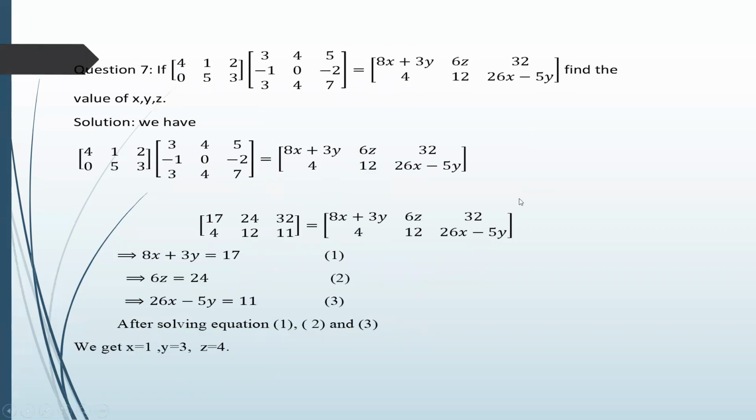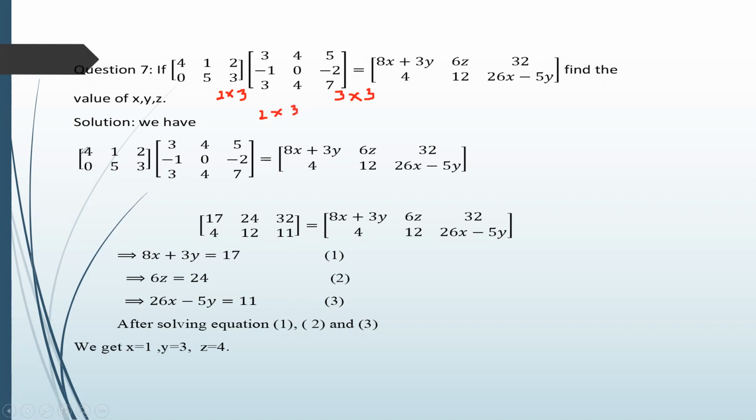Now we go for question number 7. Find the values of x, y, z from this matrix equation. First check that these are conformable. Here the order of the first is 2 by 3 and the order of the second matrix is 3 by 3. It means the number of columns in the first matrix is equal to the number of rows in the second. So the multiplication is conformable, and we can multiply these two matrices. The order of the product will be 2 by 3.